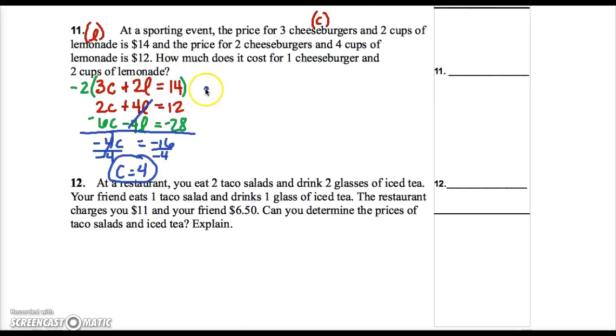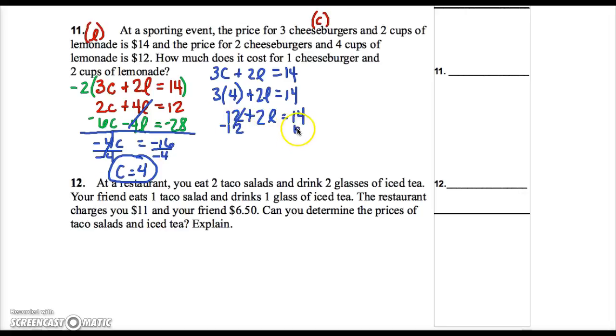But now we need to know how much the lemonade is. So I'm just going to take this 4, and I'm going to replace it. And you could do either equation up here. Let's say you do the first one. 3C plus 2L equals 14. But instead of the C, I'm going to replace it with the 4. So 3 times 4 plus 2L equals 14. Well, 3 times 4 is 12. Subtract 12 on each side. You get 2L equals 2. So L has to be 1. So the lemonade is $1.